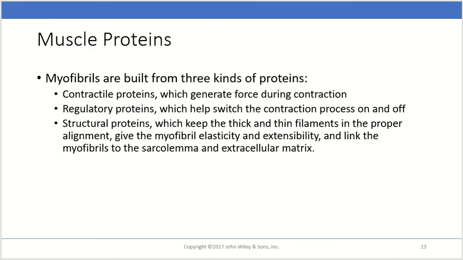Myofibrils are built from three kinds of proteins. We've got the contractile proteins. These are the ones that are going to generate the force during contractions. We've got regulatory proteins. These are going to help to switch the contraction process on and off, to switch between contraction and relaxation. And then our structural proteins, and these are going to keep the thick and the thin filaments in the proper alignment, and they're going to give the myofibril elasticity and extensibility. And it's also going to link myofibrils to the sarcolemma and the extracellular matrix of the cell.